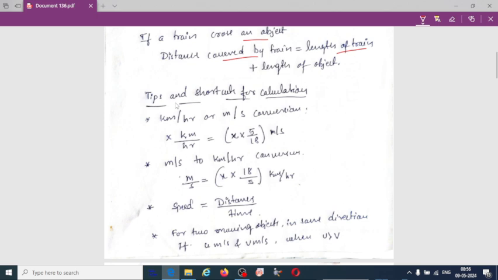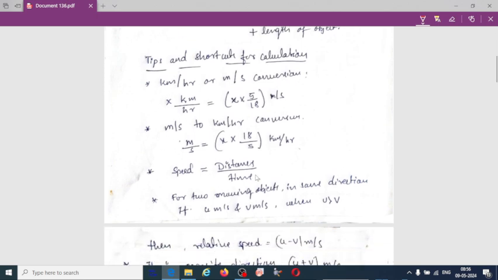Now some tips and shortcuts for the calculation. As we know, speed is what? Distance by time. Distance is measured in terms of meter or kilometer, and time is measured in terms of hour or second. Then we can write it as kilometer per hour. We can convert kilometer per hour to meter per second, or vice versa. So if we make the conversion, 1 kilometer is how many meters? 1000.